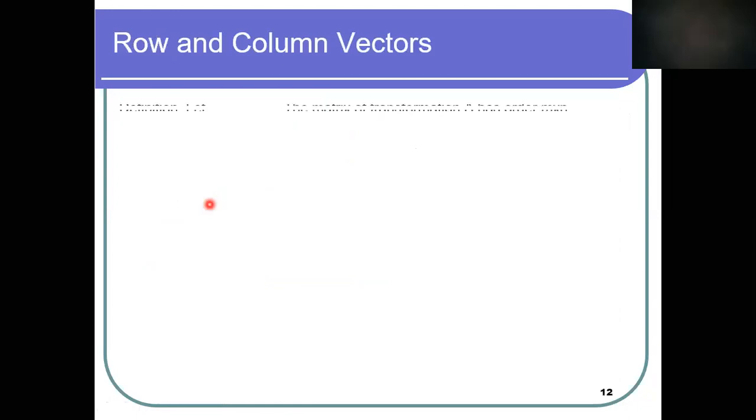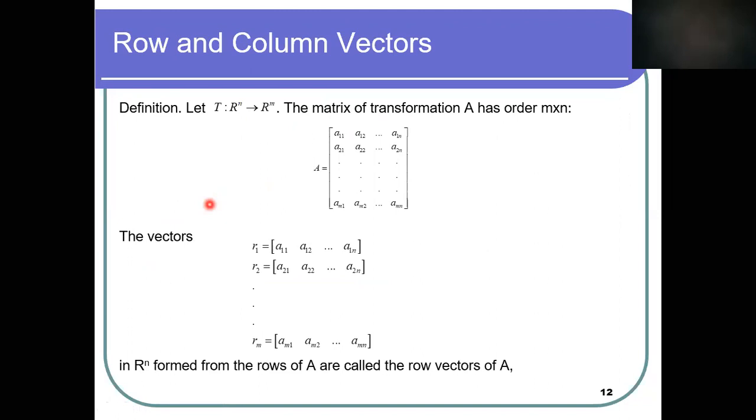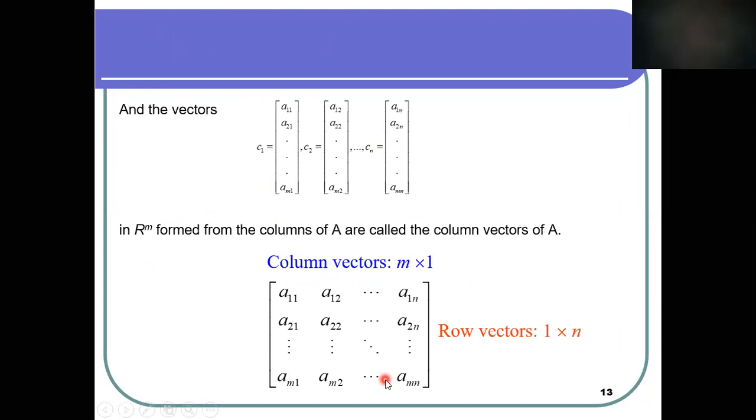So dear student, row vector and column vector. If you have a transformation from Rn to Rm, the matrix corresponding to this transformation is of order m cross n, and these are just row vectors like this one. And if you can see over here, these are just column vectors, and these are one cross n row vectors.